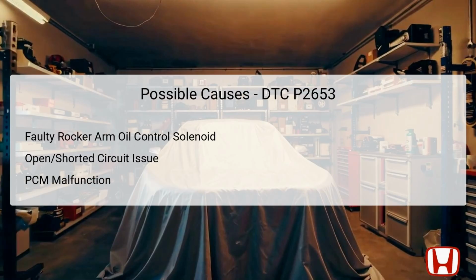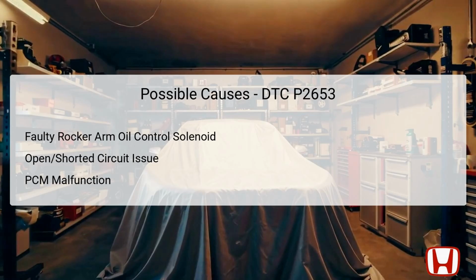Several factors can lead to the occurrence of DTC P2653. Firstly, a faulty rocker arm oil control solenoid is a primary suspect. If this solenoid is damaged, it will not provide the necessary oil pressure, leading to a disruption in the control circuit. Secondly, an open or shorted circuit can occur, which may prevent signals from reaching the solenoid or returning to the PCM, causing a miscommunication in the system. This issue might stem from damaged wiring or poor connections.